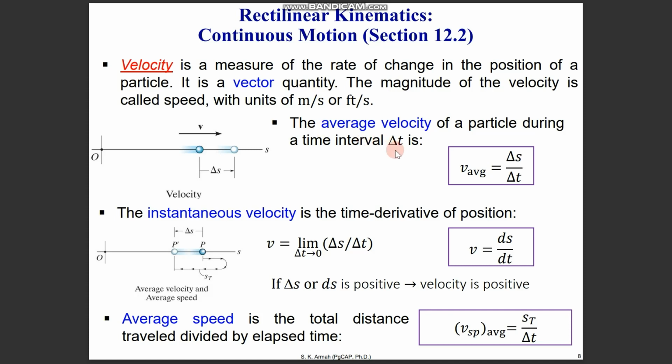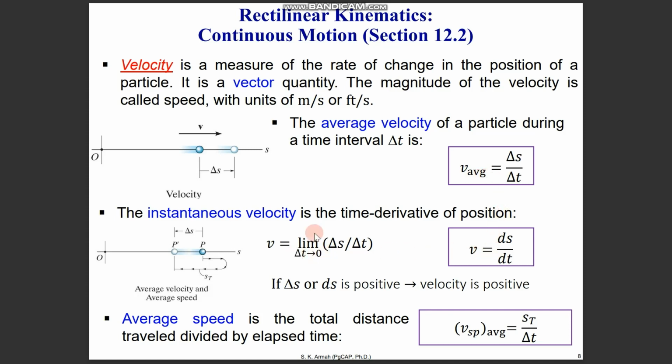Now let's go back to the formula part. We have average velocity, and it's given by displacement over time. The change in x is the displacement. And you know velocity is a vector quantity, so you need to use displacement instead of distance. Change in displacement over time gives you the average velocity.